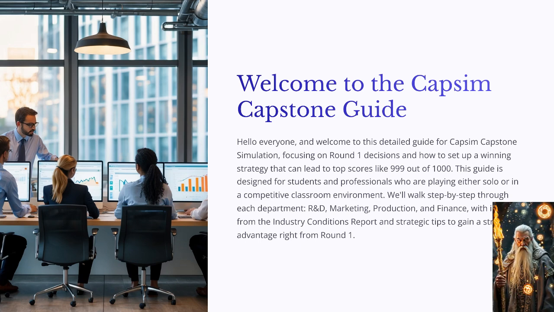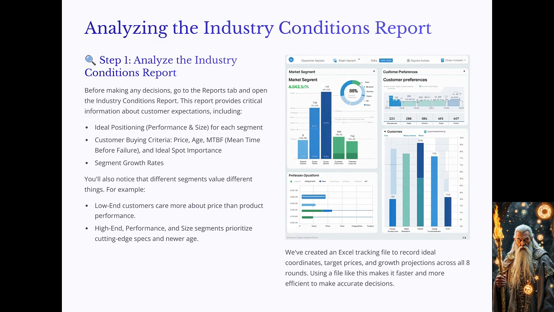Step 1. Analyze the Industry Conditions Report before making any decisions. Go to the Reports tab and open the Industry Conditions Report. This report provides critical information about customer expectations, including ideal positioning, performance and size for each segment, customer buying criteria, price, age, MTBF, mean time before failure, and ideal spot importance, segment growth rates.